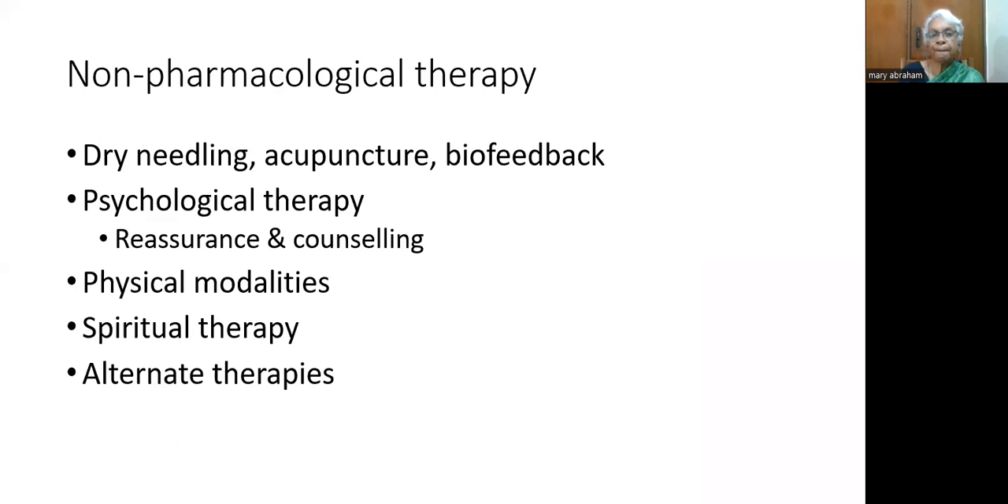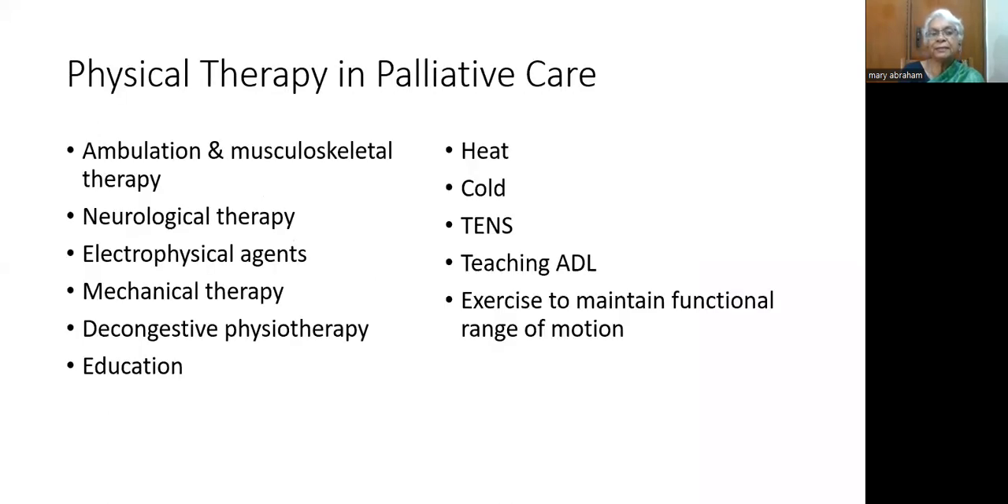Next, please. The other non-pharmacological therapies include dry needling, acupuncture, biofeedback, psychological therapy, physical modalities, spiritual therapy, and alternate therapy. Next, please. So physical therapy can be very effective in patients as a multimodal, multi-pronged approach. Along with your other treatment, you can add physical therapy. It will be found to be quite effective. You can apply heat, cold, TENS. You can teach how to do their activities and also exercise to maintain the functional range of motion.